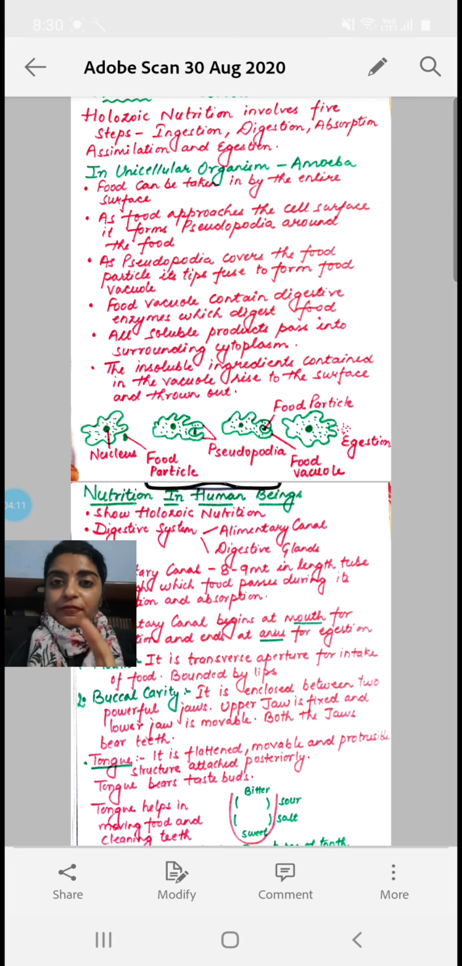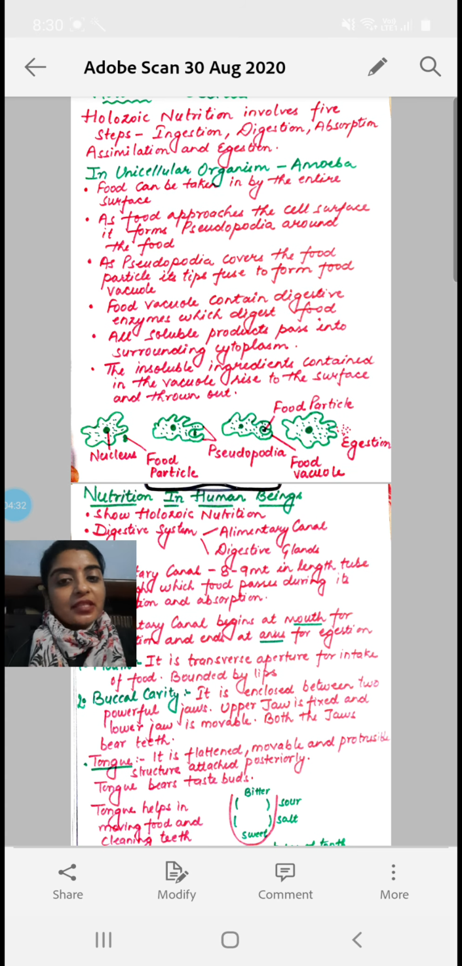So if we talk about the steps, ingestion is done by the pseudopodia. Digestion takes place in the food vacuole. Then absorption and assimilation take place in the cytoplasm. And finally egestion takes place again in the vacuole. Clear? So that was the important question.